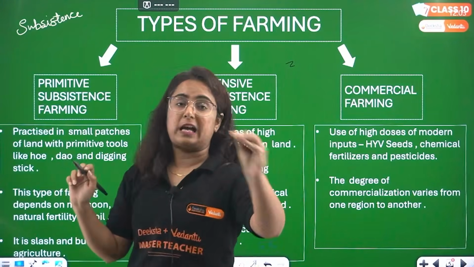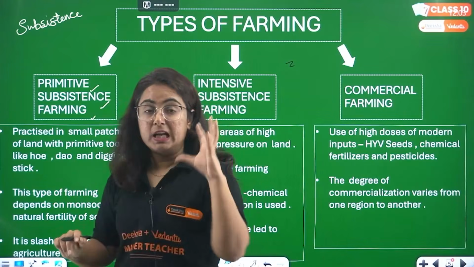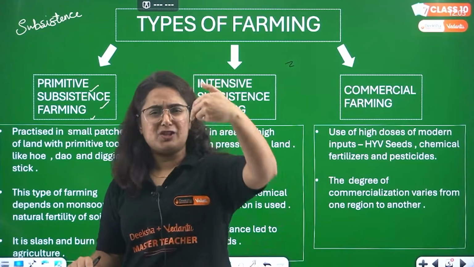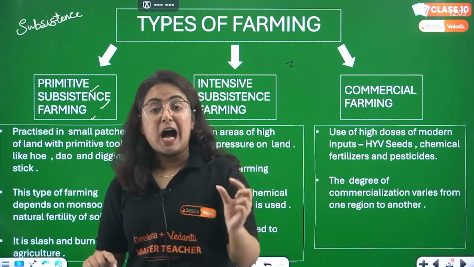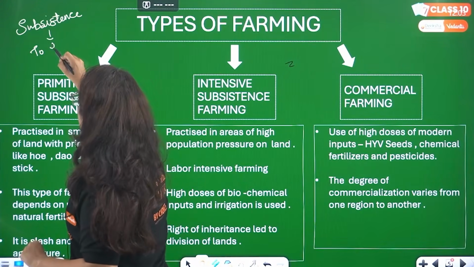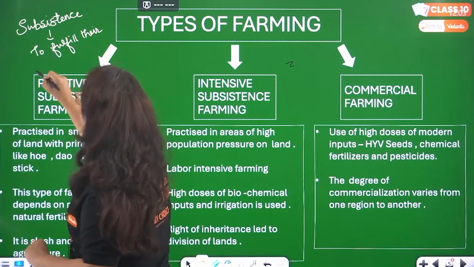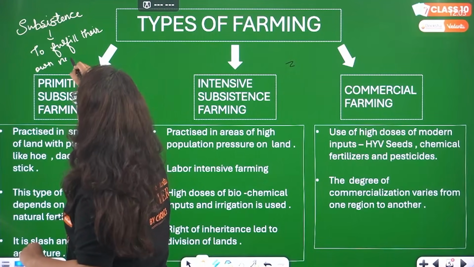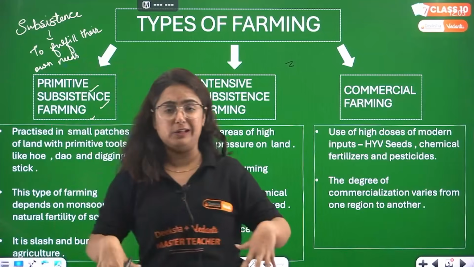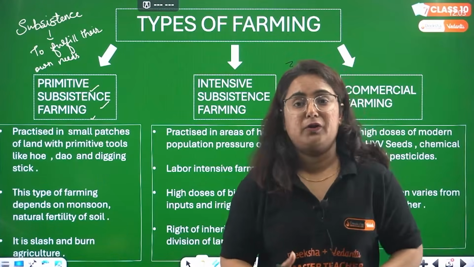The first type of farming is primitive subsistence farming. Now primitive here means age old, the old way. However, subsistence means, beta, to fulfill. What? To fulfill their own needs, for themselves only, not for the purpose of selling it somewhere or earning profit somewhere.